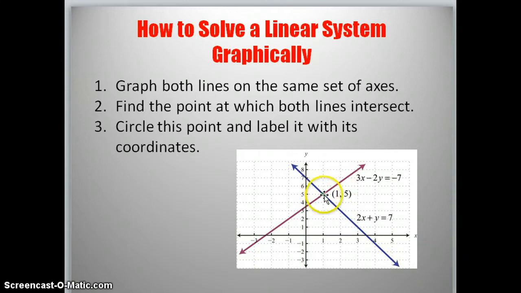So in this picture here, the point of intersection has coordinates (1, 5). Now, it's very important that you actually do show where the two lines intersect and you state the coordinates. Otherwise, you're not answering the question and giving me the solution. You're just drawing me a picture of two lines.